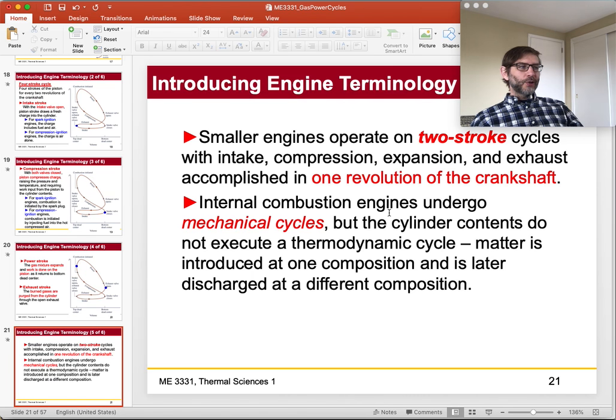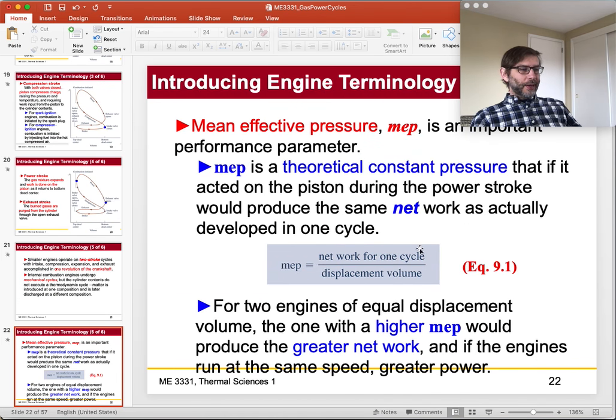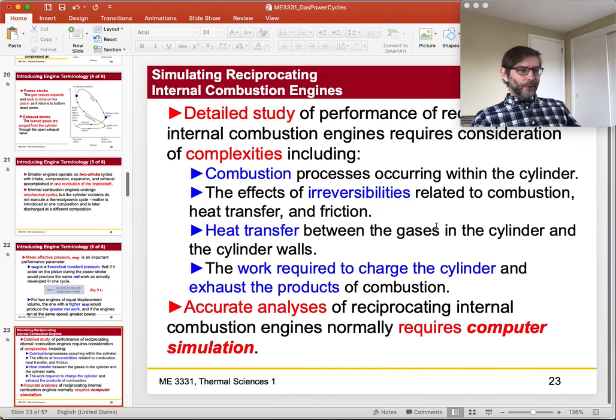Smaller engines operate on a 2-stroke cycle, which doesn't have that breathing, but it still does. The air still has to go in and out. But we're not going to talk about that. What I want to talk about is, first we have to, where are we at here?